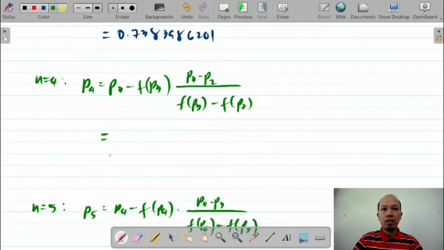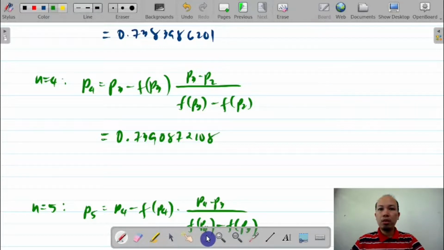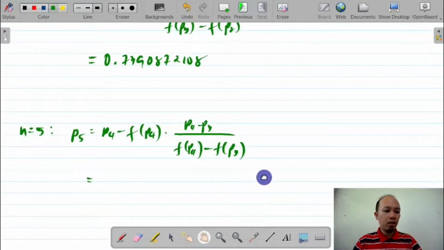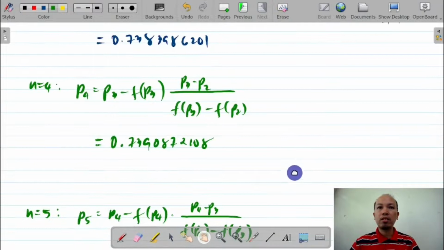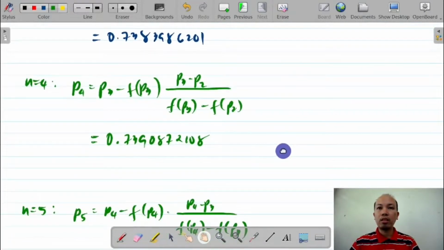So let me put it here: 0.7390872108 for p sub 4. And for p sub 5, my answer is, I hope we have the same calculation, 0.7390851329. I'm going to ask these two results in Edpuzzle if you have done it in your respective homes.